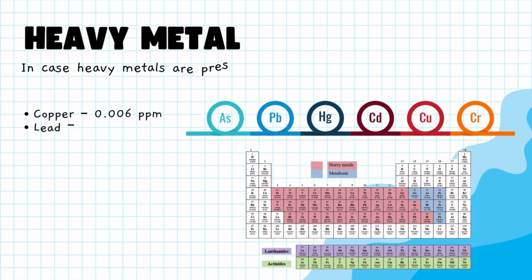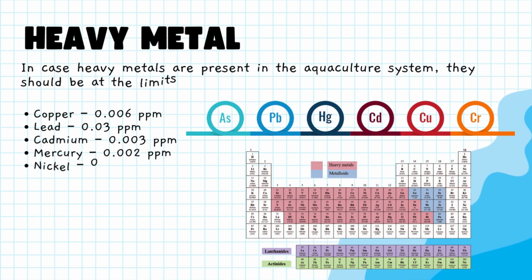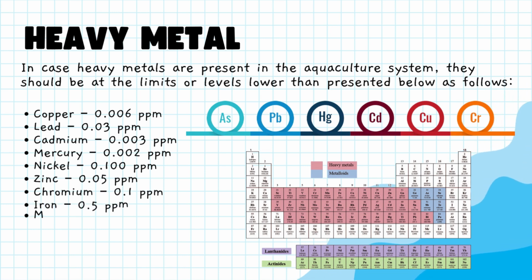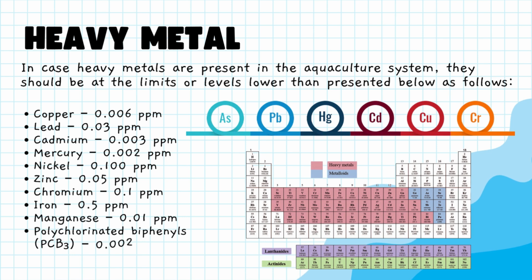Heavy metals. Heavy metals can enter the aquaculture systems through pollution, industrial waste, and agricultural runoff. High levels of these metals can cause growth retardation, gill damage, and mortality in fishes. In case heavy metals are present in the aquaculture system, they should be at levels lower than presented as follows.